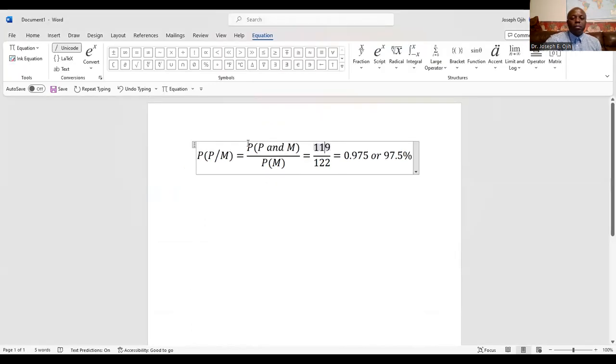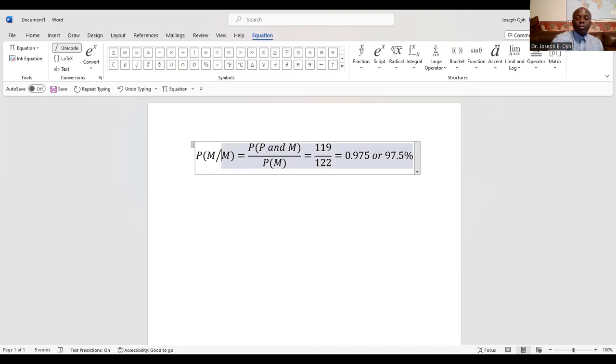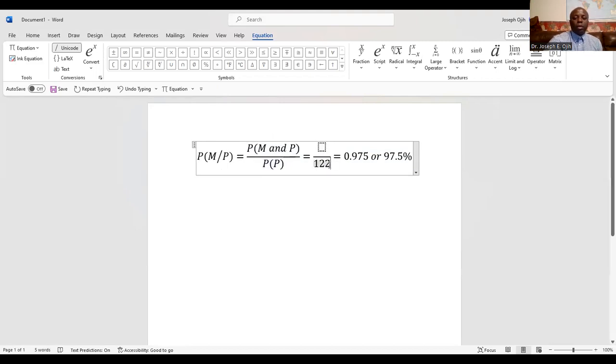We got uses marijuana, given that they tested positive. So you've got marijuana and positive, M and P. This time around, the condition is positive, which is P. So we're going to put the condition right here. Okay, so we're going to erase all this so we can put our correct answers in.